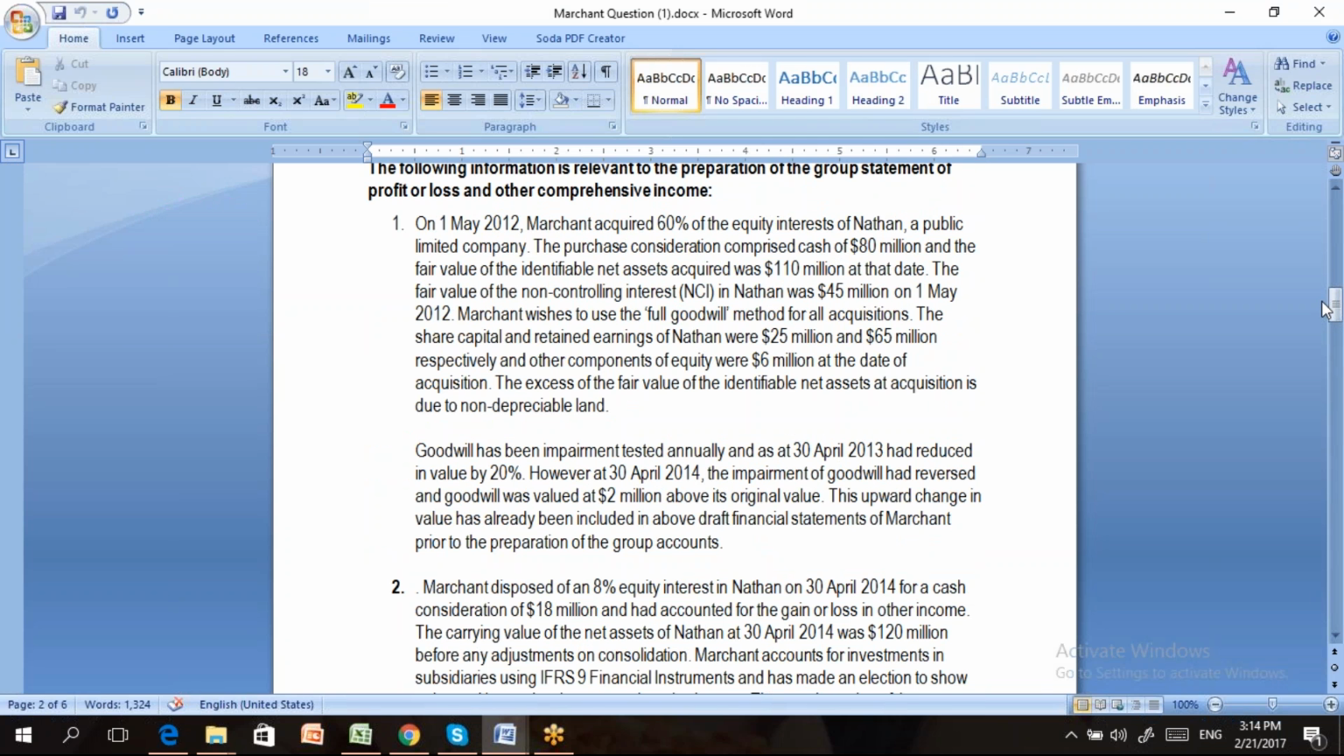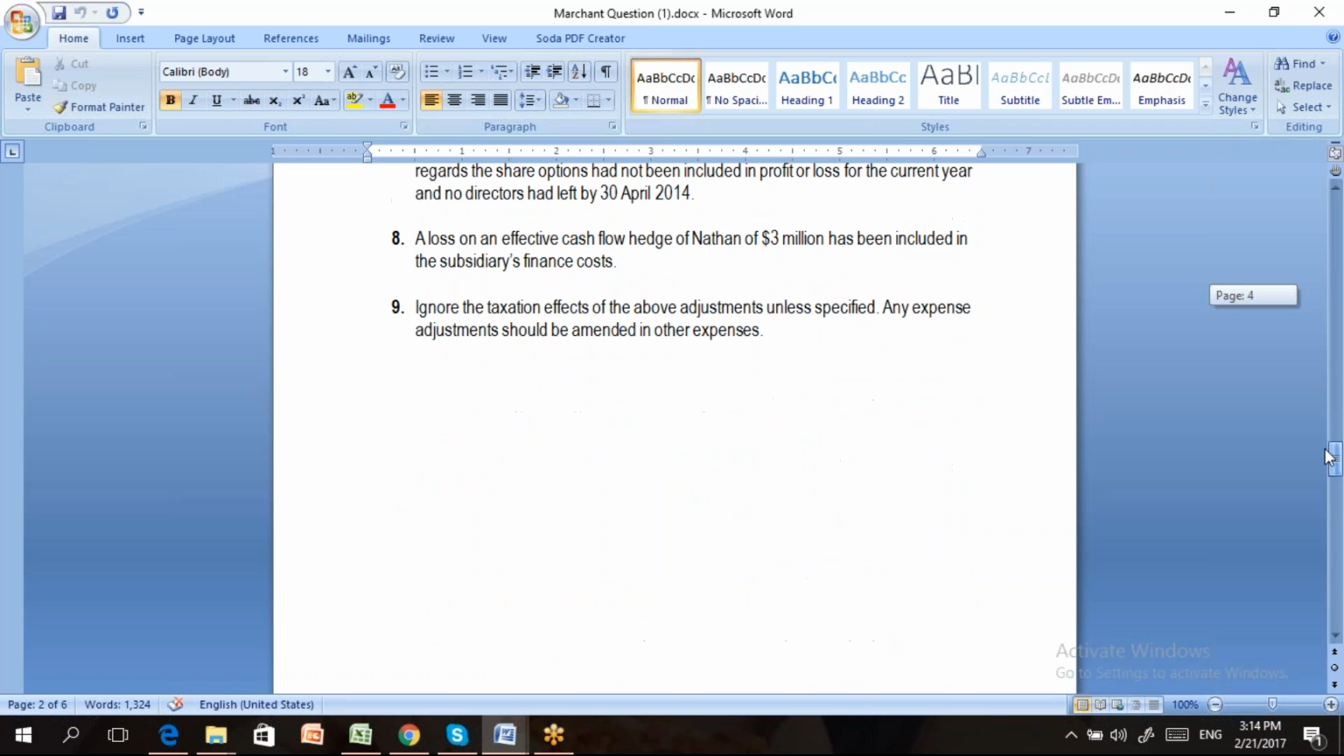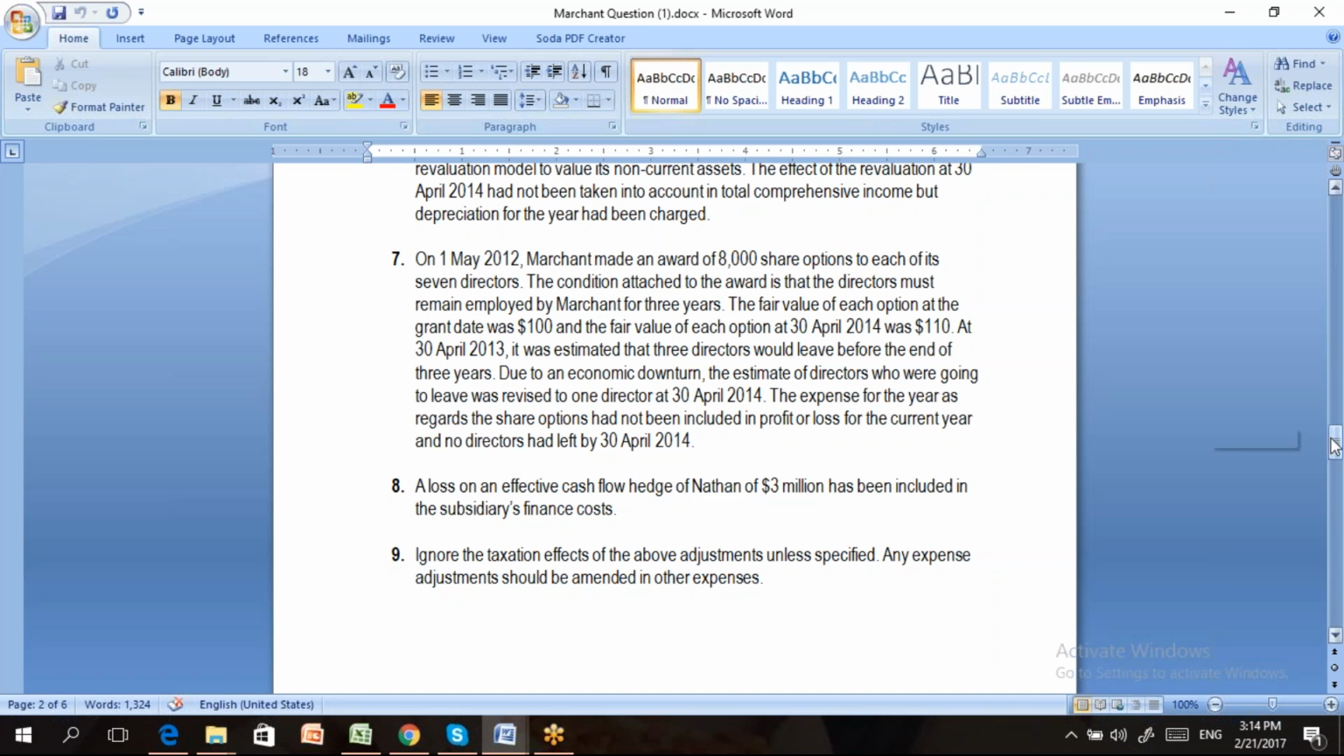Merchant disposed of Nathan on 30th for a cash consideration of 8. Sorry, Nathan, what happened on 30th of April 2014? 30th of April 2014 is the day we are preparing the financial statements. So it's not half year, it's the whole year. Our financial statements are prepared on 30th of April 2014.